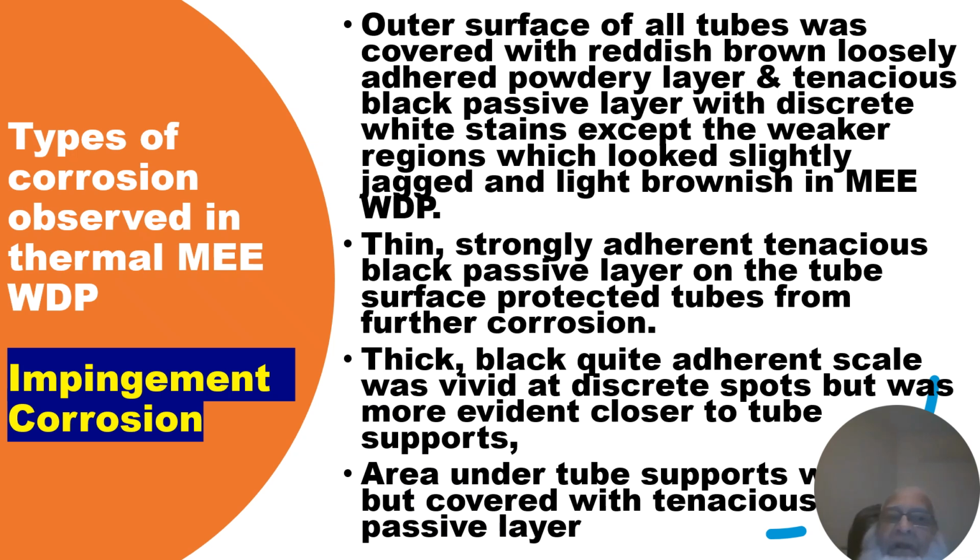Thin, strongly adherent, tenacious black passive layer on the tube surface protected tubes from further corrosion. Thick, black, quite adherent scale was vivid at discrete spots but was more evident closer to tube supports. And the area under tube supports was clean but covered with tenacious black passive layer.